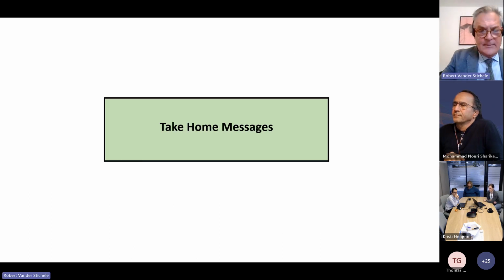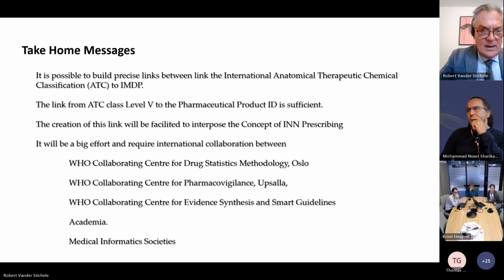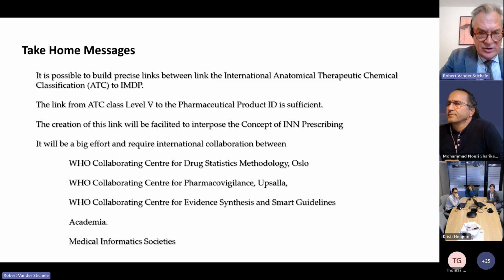This brings me to the end. Some of the take-home messages. It is possible to build precise links between the International Anatomical Chemical Classification and the IDMP identification. The link is from ATC class level 5 to pharmaceutical product ID, and that is sufficient. If we have that link in a robust and strong way, we can connect everything that we have talked about.